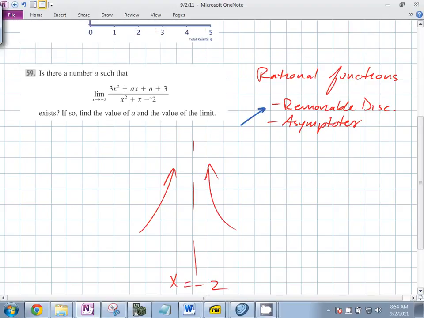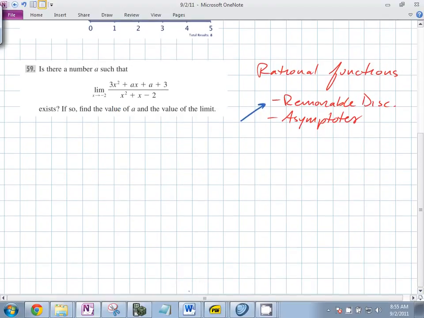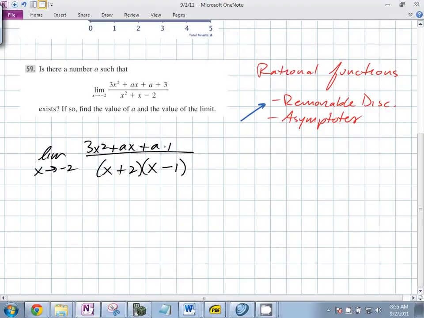Here's the thing. Can we plug in -2 into this rational function? No, because if you plug it in, what's the problem? You get 0 in the denominator. Don't like that, right? So we want to remove that. Before we do anything, what would be one great thing to do to this equation? Factor it, exactly. Specifically factor the denominator. So we're really looking at the limit as x goes to -2 of x plus 2 times x minus 1. Correct.